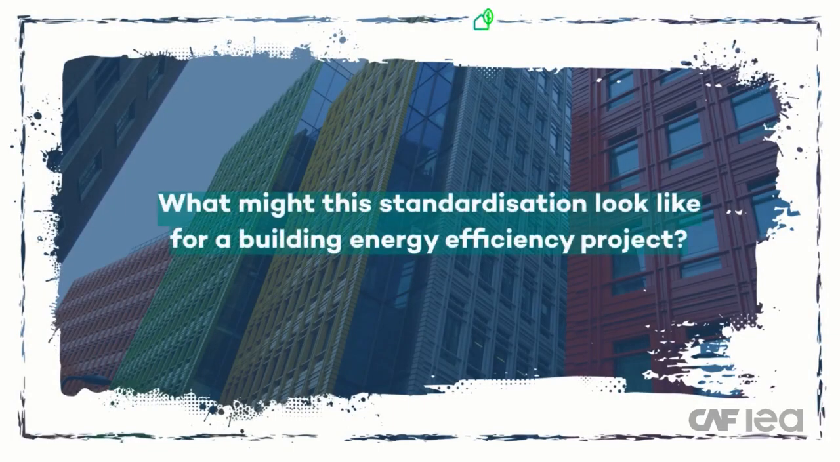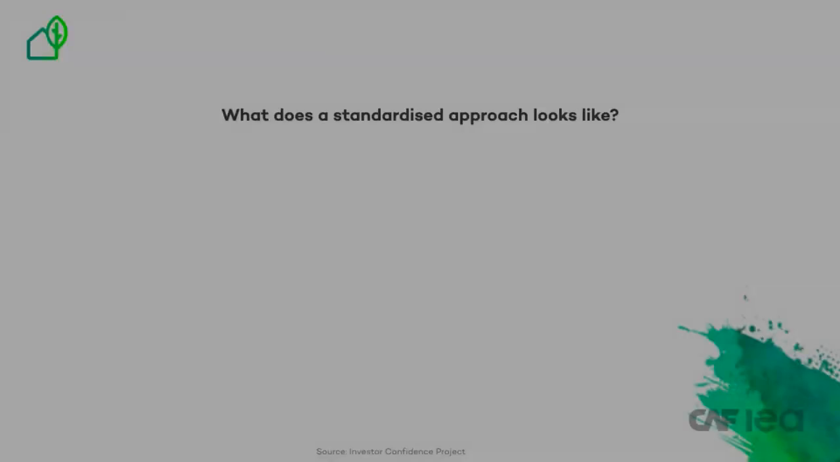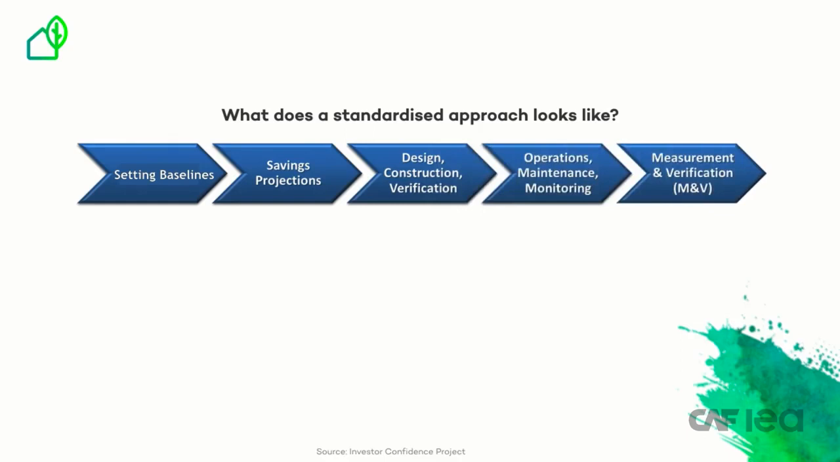So, what might this standardization look like for a building energy efficiency project? Whether this is for a new building or an existing building renovation, the process is the same. First, you have to set a baseline, using data and analysis to determine the baseline or minimum requirement that would be used without the energy efficiency project being funded. Second, savings projections, applying data and analysis to calculate the potential benefits that are achieved by funding the energy efficiency project. Next, design, construction, and verification.